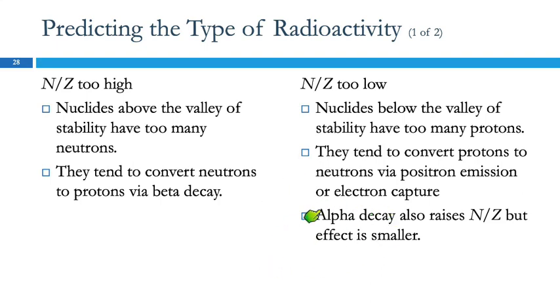You can also have alpha decay. That will raise N to Z because you're losing protons and neutrons, and so the effect is much smaller.